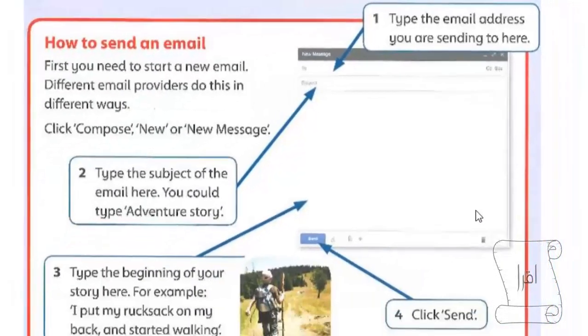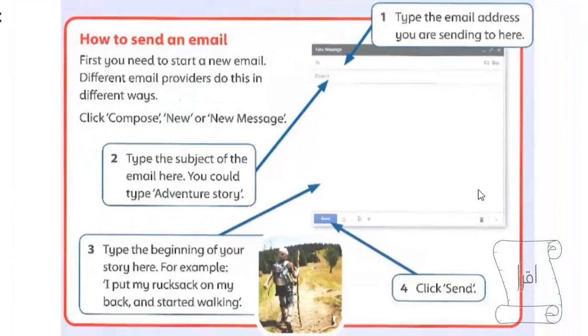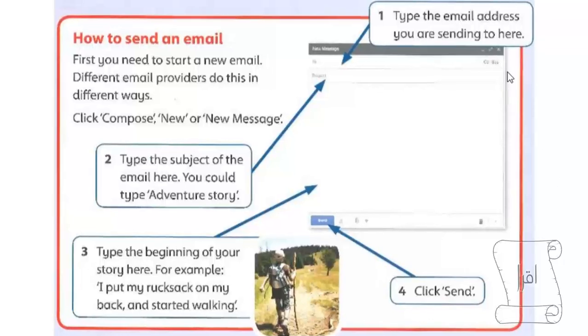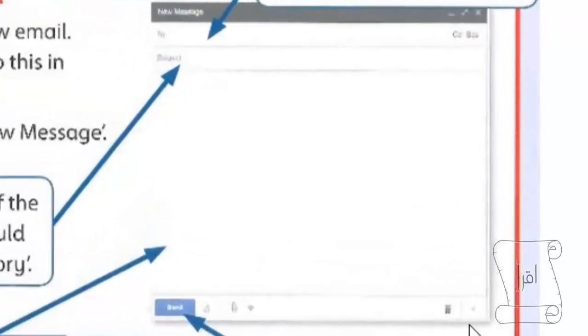To send an email is to compose. How to send an email? First, you need to start a new email. Different email providers do this in different ways. Either you click on Compose, New, or New Message. You will get this window over here.